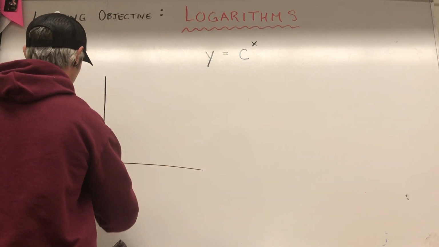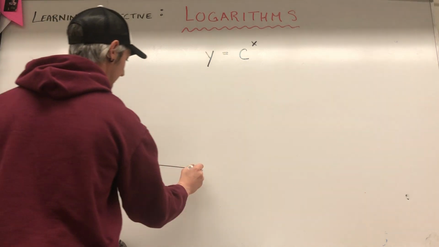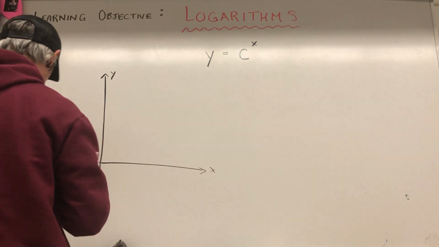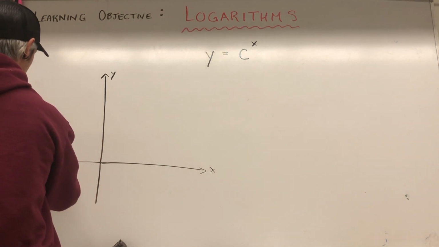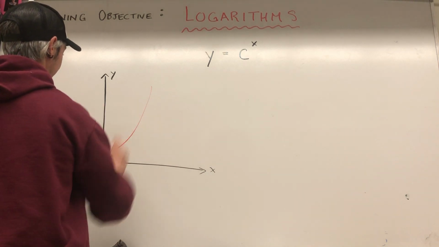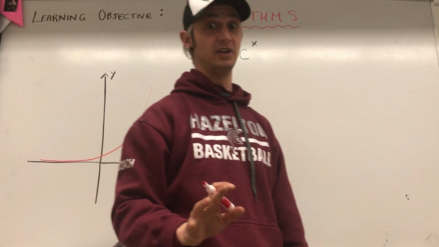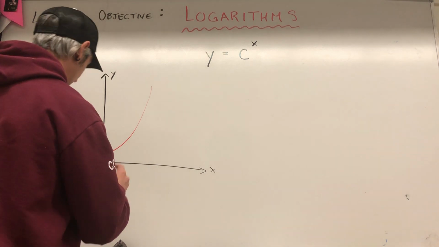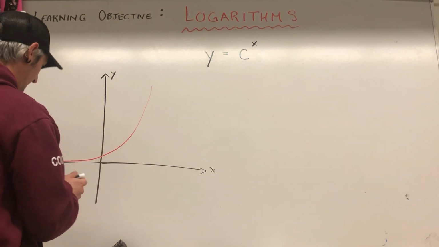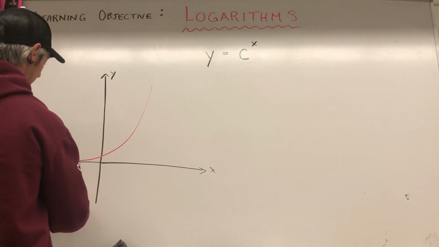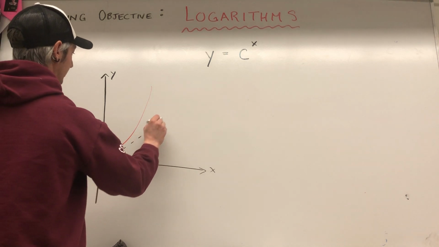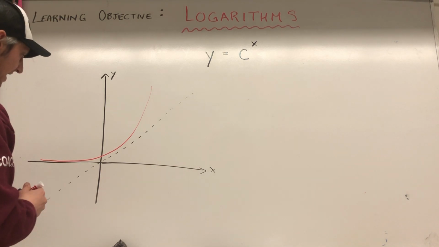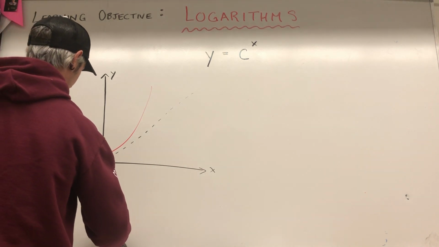I'll just make my Cartesian coordinates. So exponential functions looked something like this. We know all about exponential functions now, don't we? I'm sure we've had those drilled into our head. Now, the inverse of an exponential function reflects over y is equal to x, and that, the inverse, is a logarithmic function.